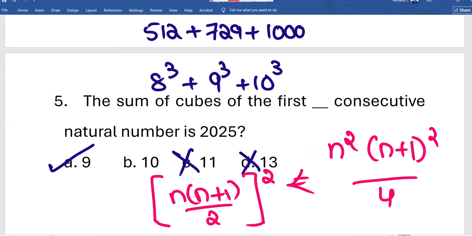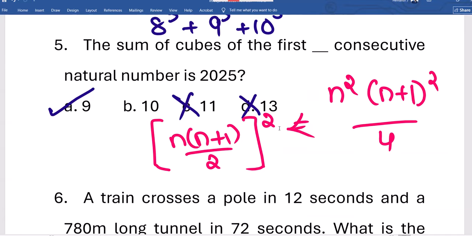Okay, no need of formulas. In fact, you can directly attack. If you want the formula, this is the formula.